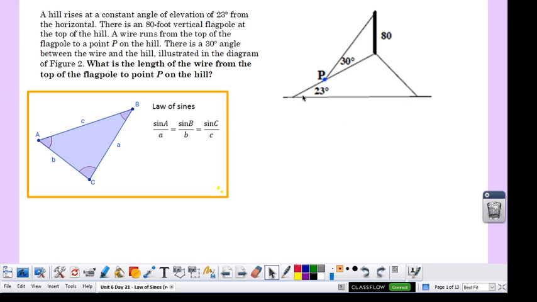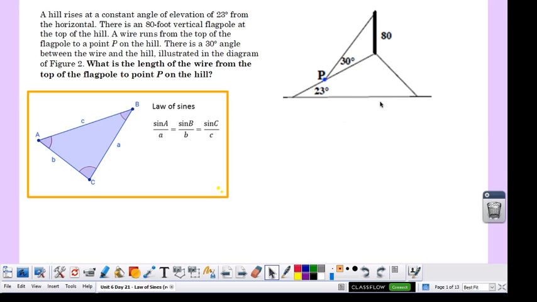There's an 80-foot vertical flagpole at the top of the hill. So from the tip top of the hill up to the top of the flagpole is 80 feet, as demonstrated in the diagram. There's a guide wire from the top of the flagpole down to point P on the hill. There's a 30-degree angle between the wire and the hill. Our question is, what is the length of that wire?